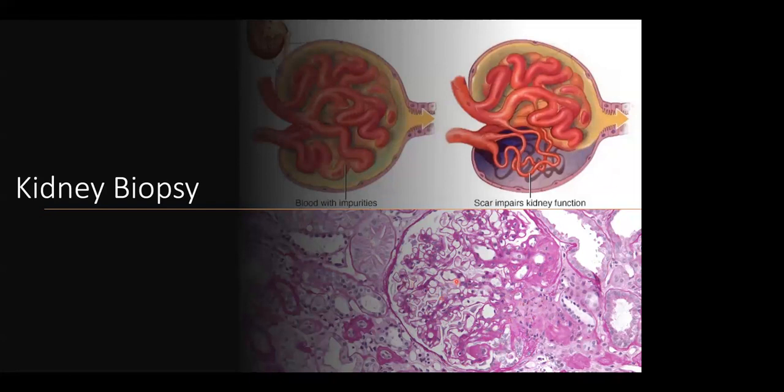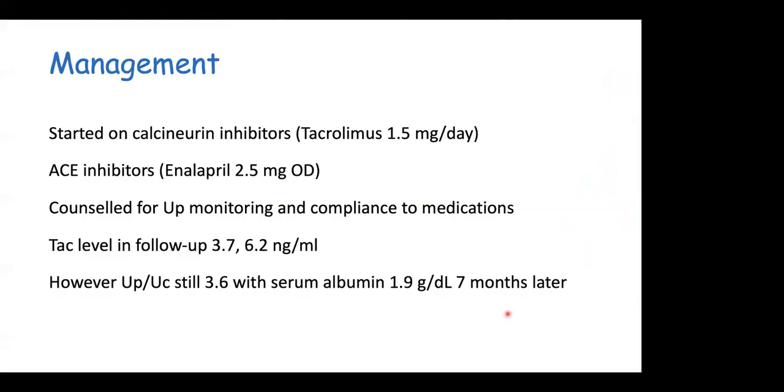There are only some foci of glomeruli which are affected. And within an affected glomerulus also, as you can see here, some part of the glomerulus is normal and it's only some part which is affected. That's why this is called segmental. So it is focal segmental glomerulosclerosis. So we are looking at steroid resistant nephrotic syndrome with FSGS on the biopsy.